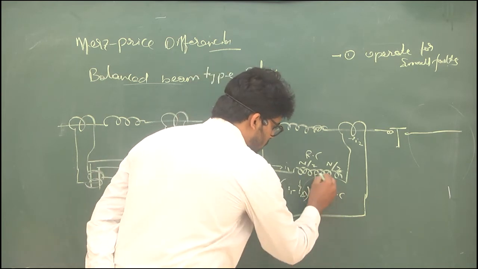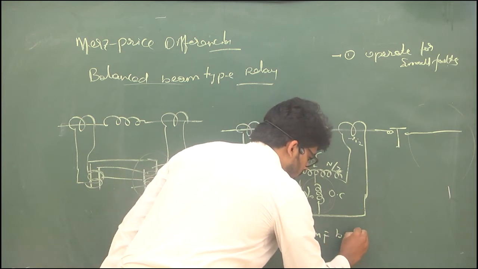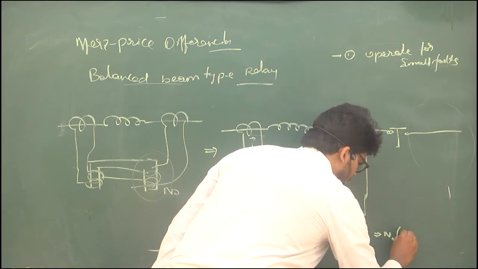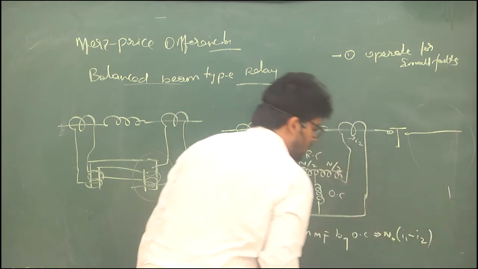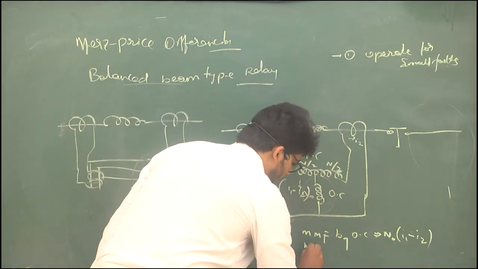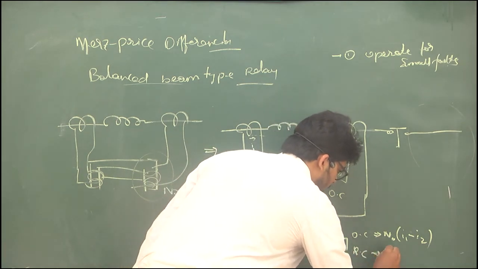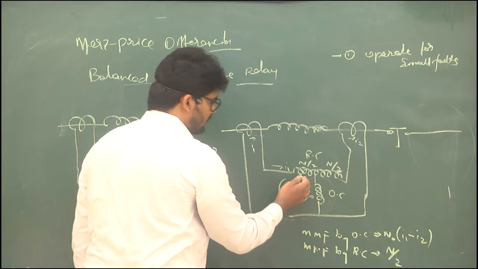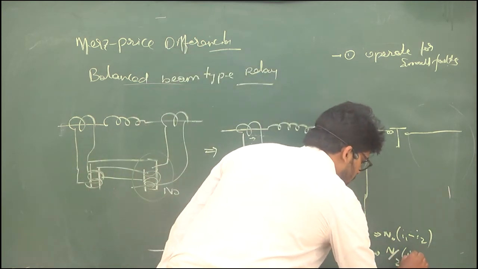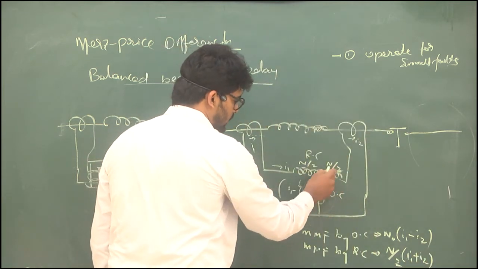Okay, the MMF produced by the operating coil is N0 into I1 minus I2. And the MMF produced by the restraining coil is N by 2. We'll name it so because this is the N section, this is the N section. So N by 2, and the currents flowing are I1 plus I2. So both currents I1 plus I2 are flowing here.